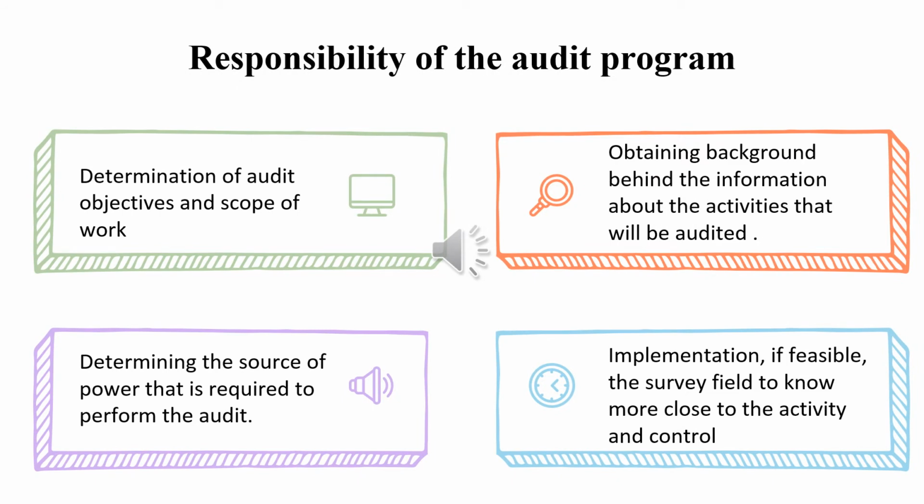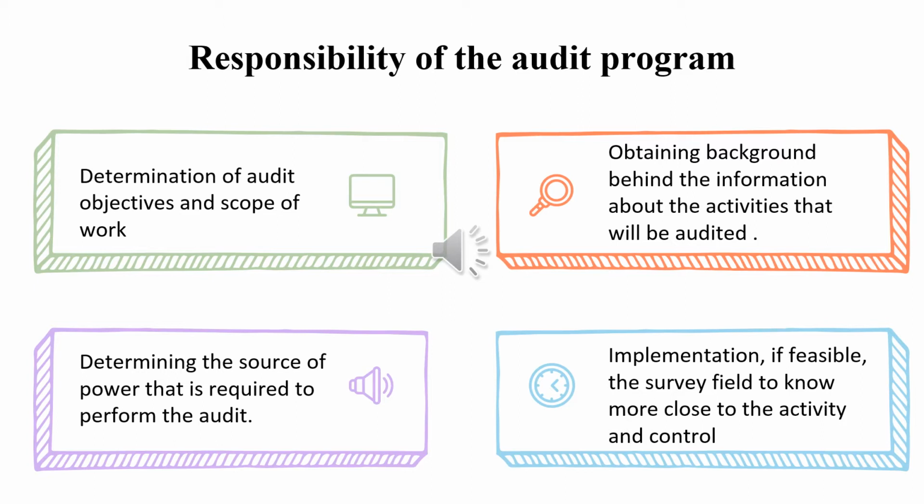Responsibilities, the audit program. Internal auditors must be responsible for planning the audit engagement. Planning must be documented and must include: 1. Determination of audit objective and scope of work. 2. Obtaining background information about the activities to be audited. And then, determination of the resources required to carry out the audit.